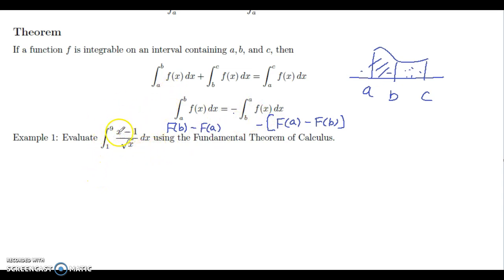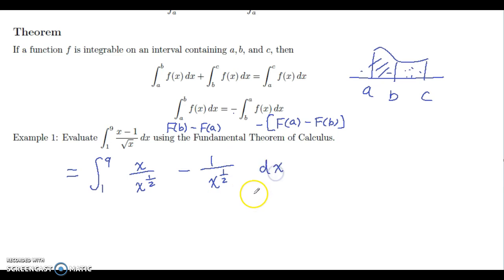We want to evaluate this integral. Now at first glance, you will say, I do not know the antiderivative of x minus 1 divided by square root of x. So what can we do? We want to see, can we break it down into smaller and manageable functions? So we begin by breaking the fraction into smaller fractions. So x divided by square root of x is just x to the 1/2 power, minus 1 over square root of x, so it's x to the negative 1/2 power.